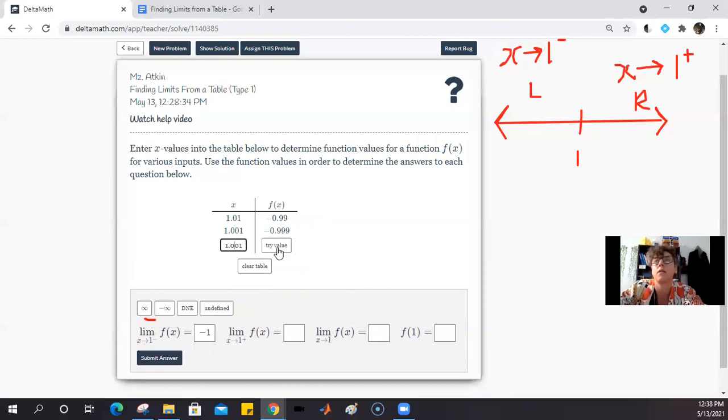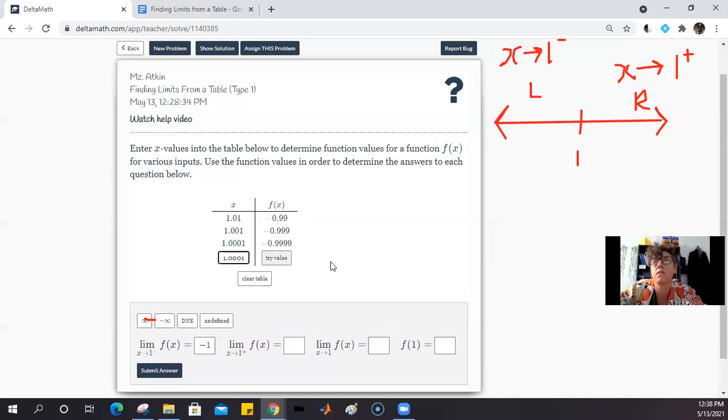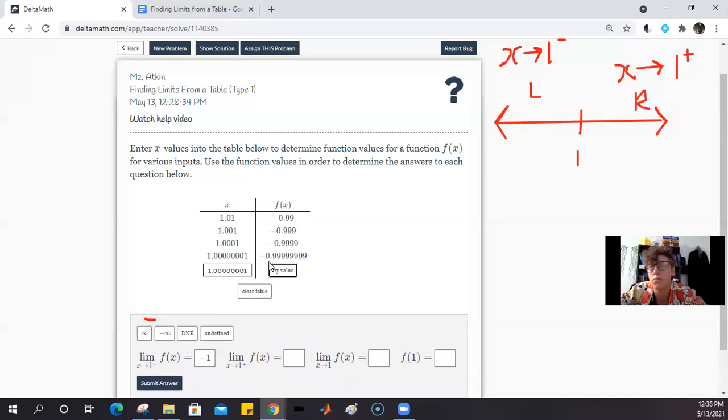Okay. How about 1.0001? How about 1.000 with a ton of numbers here? That seems to be approaching -1 again, which means our limit as x approaches 1 does exist because our limit from the left and our limit from the right are the same number. So our value here is 1.